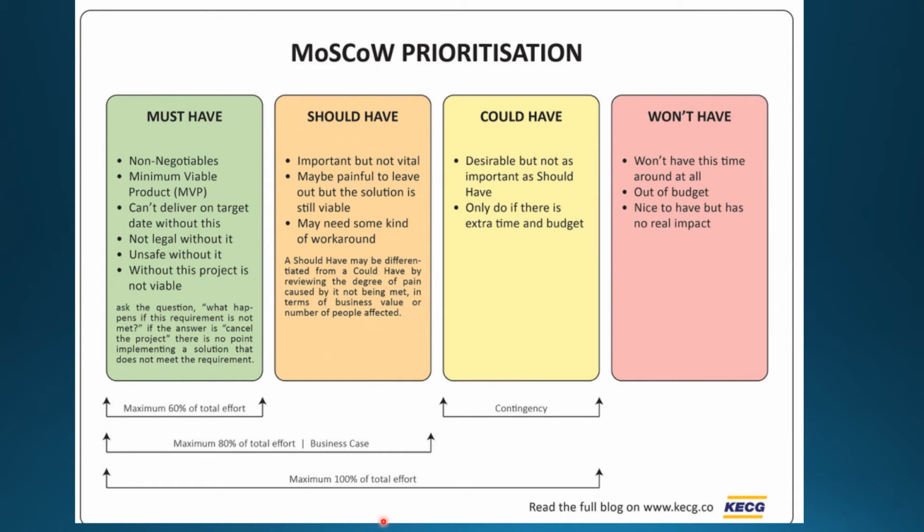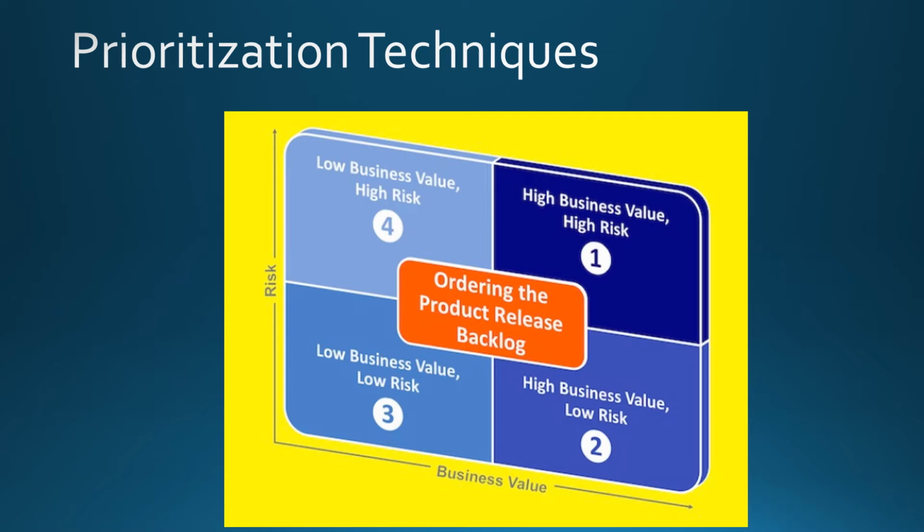You need to ensure that 100% of the total effort is loaded between must have, should have, and could have items. You can load 60% of your sprint with the must have items, another 20% with should have items, and another 20% for contingency with the could have items. This could be the strategy of allocating or building your sprint backlog or product backlog.